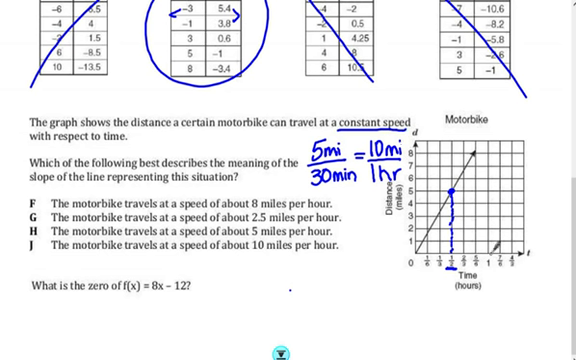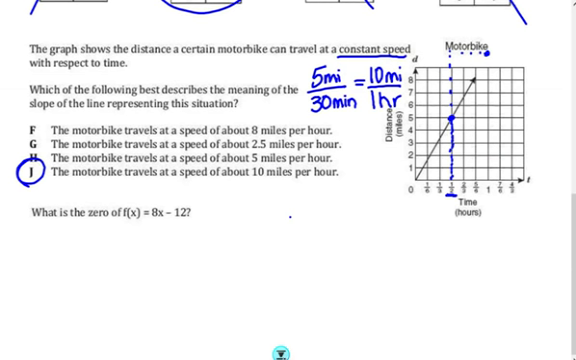Again, I can double check that if I go over here. My slope is up 5/3, so if I went up another 5, that would be up at 10, and then over 3, I'd be sitting at the 1 hour mark there. So yes, 10 miles per hour, just figuring out our slope.